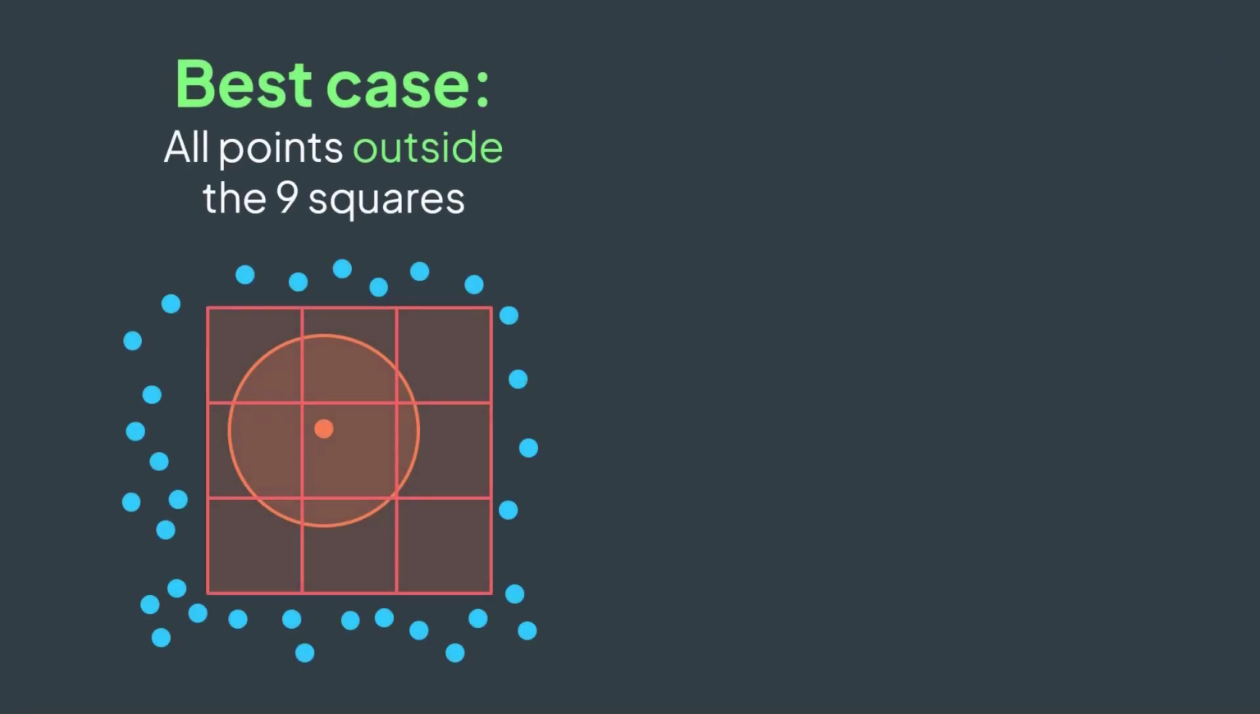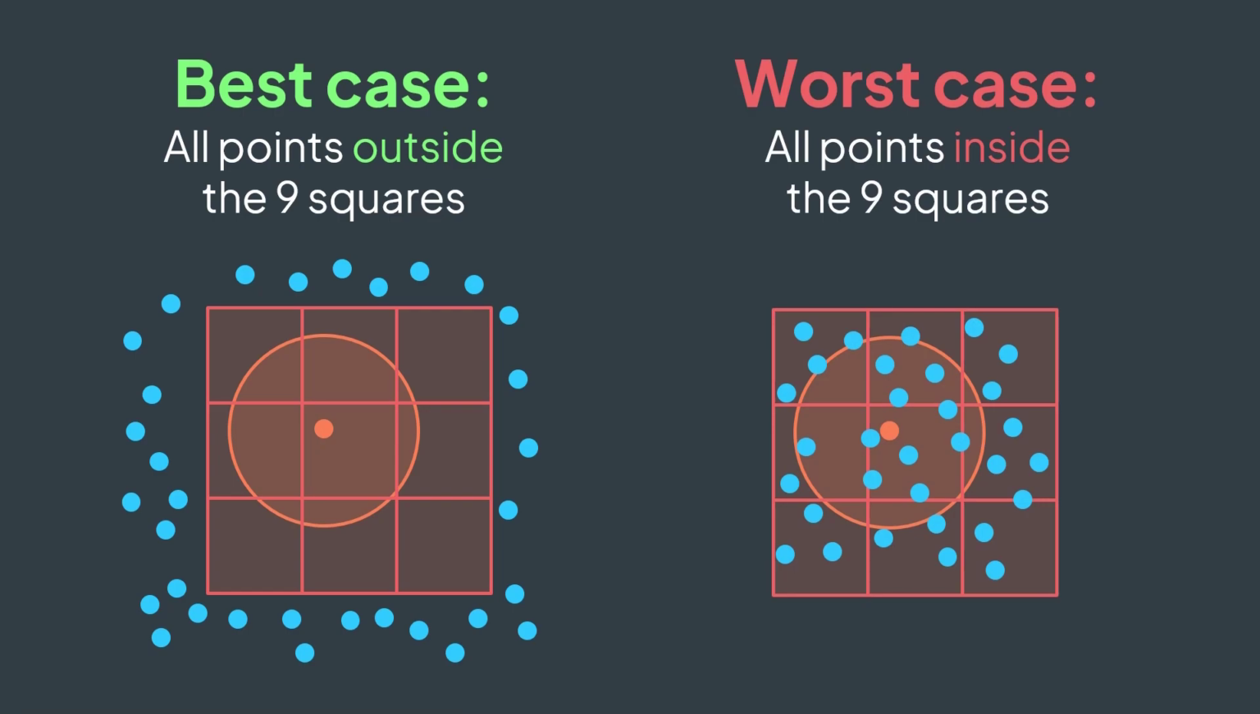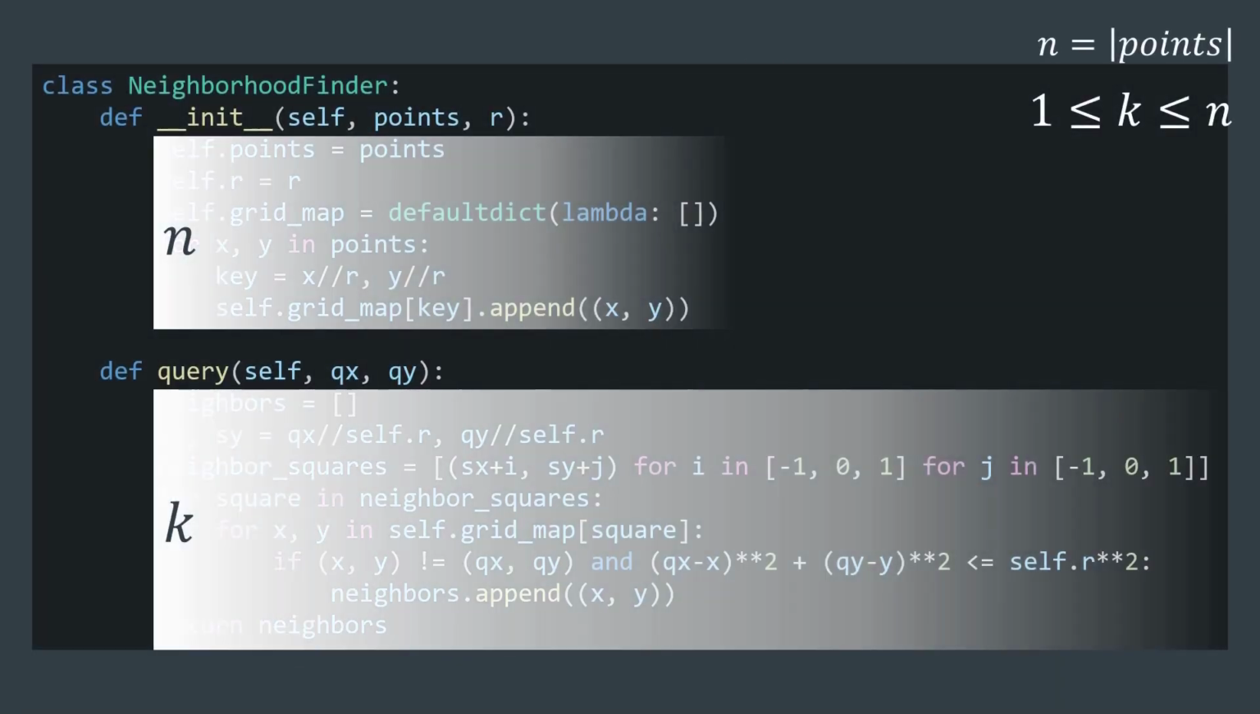In the best case, we find no point except the query point itself, one point to traverse. And in the worst case, all points are contained in the 9 squares, which means we traverse all the n points. We can say that the time complexity is O of k, with k representing the number of points in the 9 squares. It can be between 1 and n. Basically, the time required for a query depends on the number of points around the query point, so it can be way faster than the brute force solution when we have a few points around.